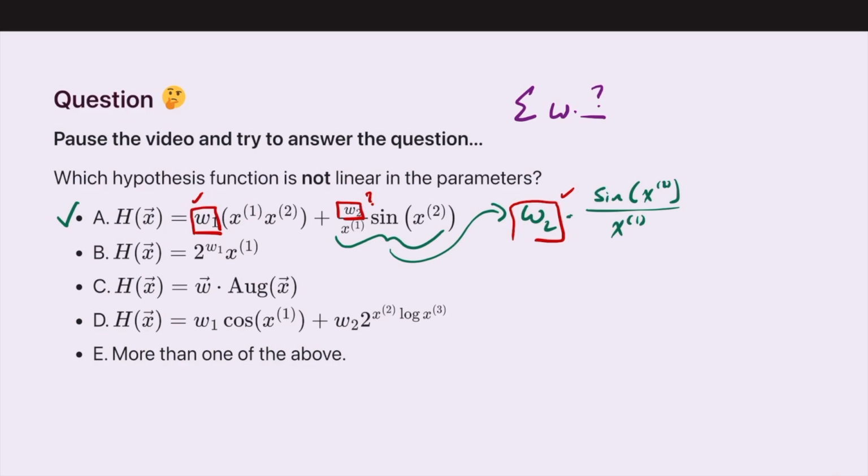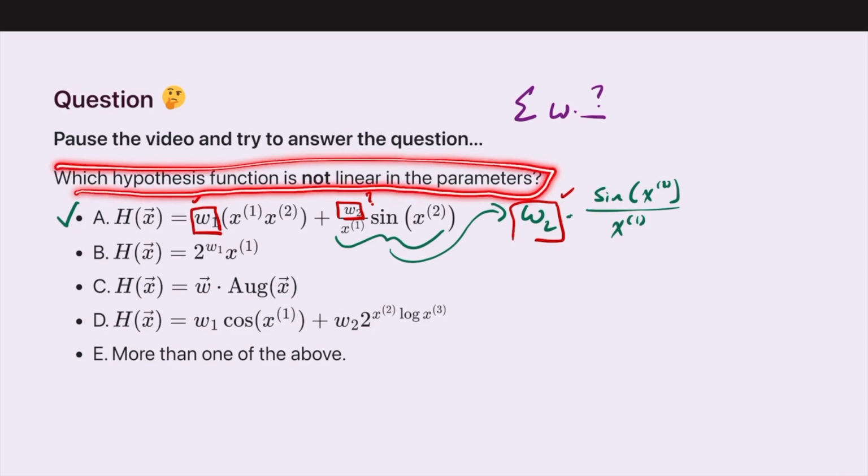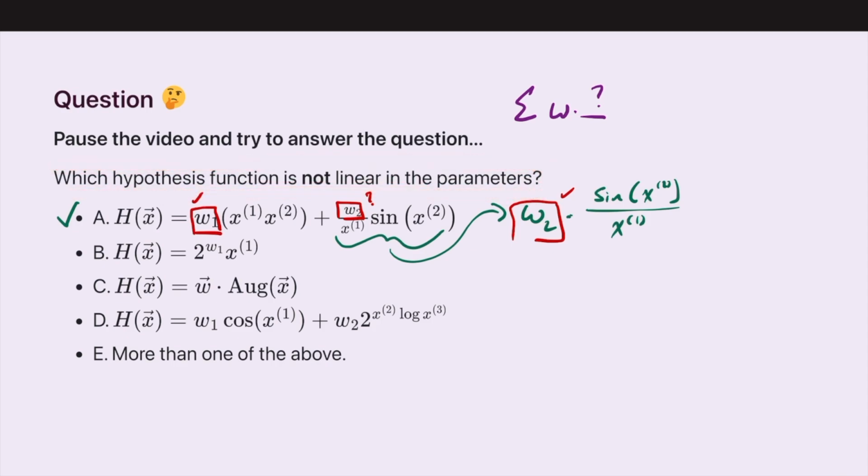Let's look at B now. So for B, we have this W in the exponentiation. So this is already failing. This is the hypothesis function which is not linear in the parameters. So we'll go check the rest of them and come back to B.